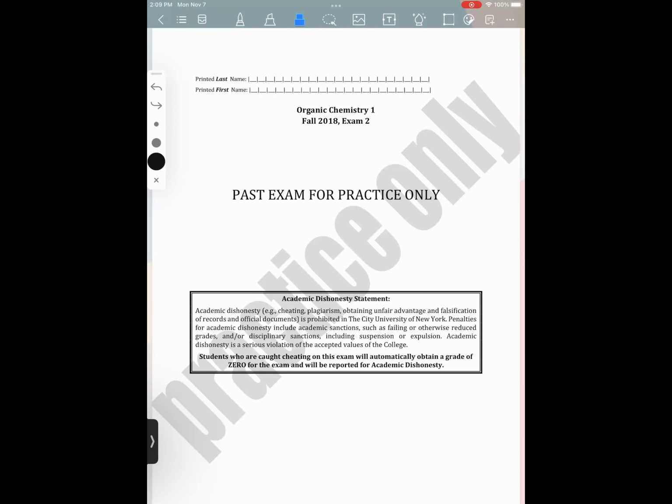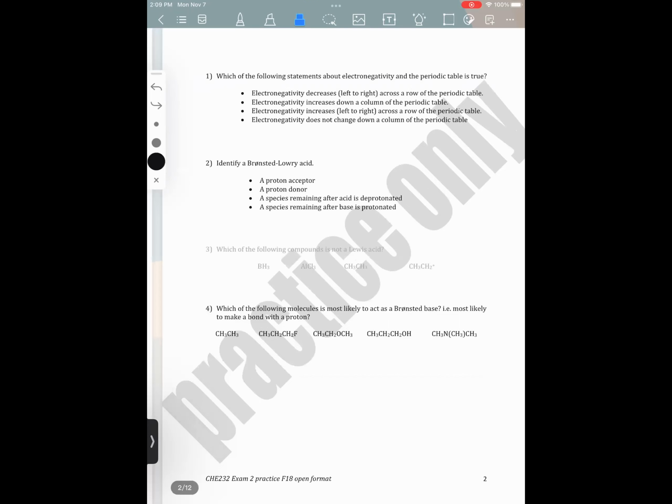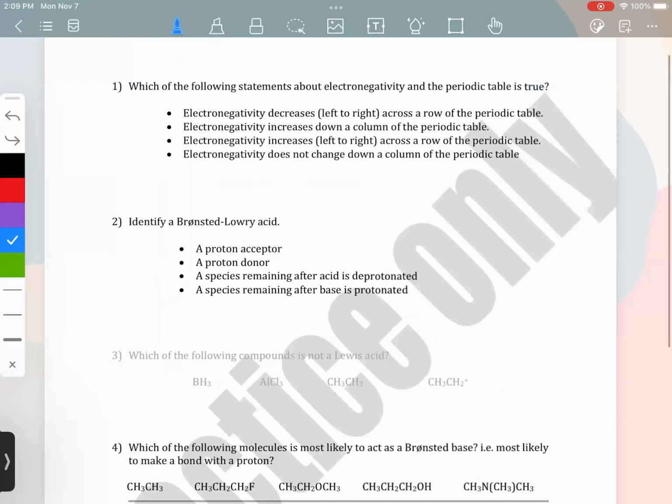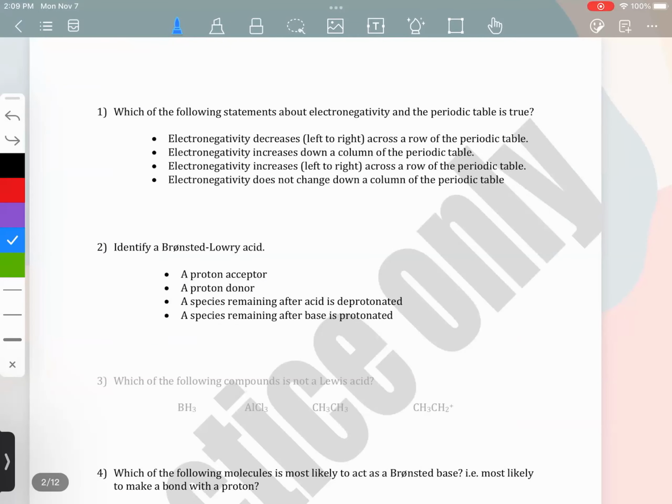All right. So this is the 2018 exam 2 practice exam. Let's get to it. Question 1. Which of the following statements about electronegativity and the periodic table is true? The first one says electronegativity decreases left to right across the row of the periodic table. Is that true? Nah, it gets bigger left to right.